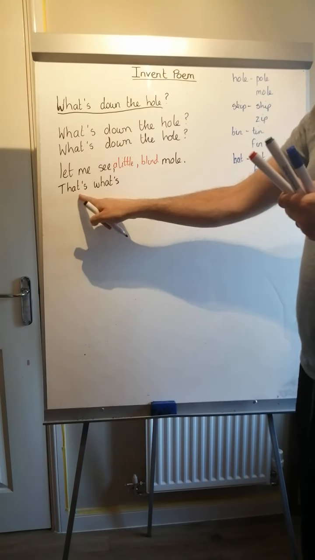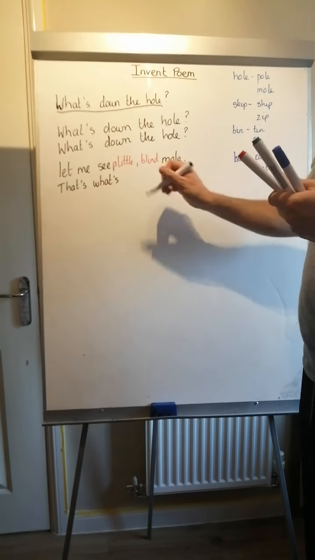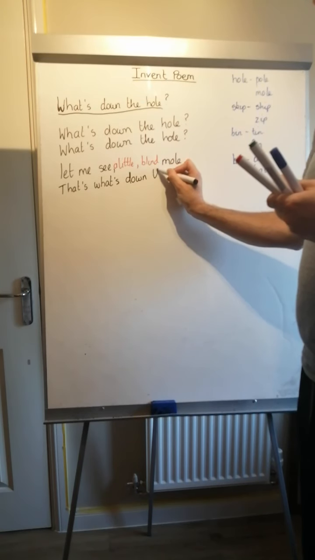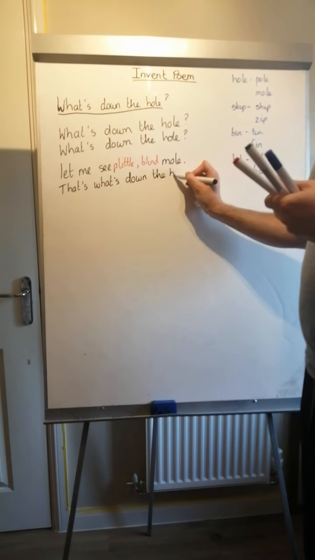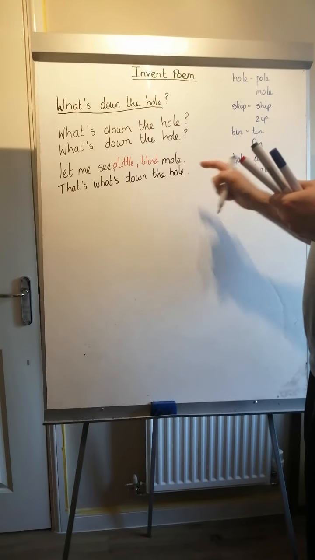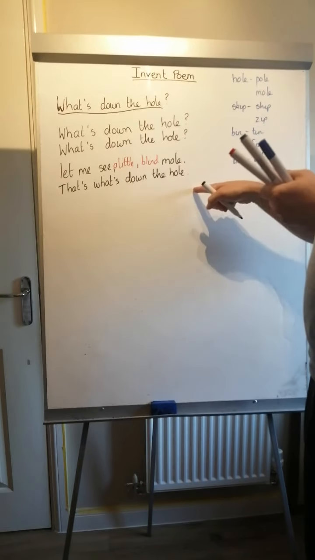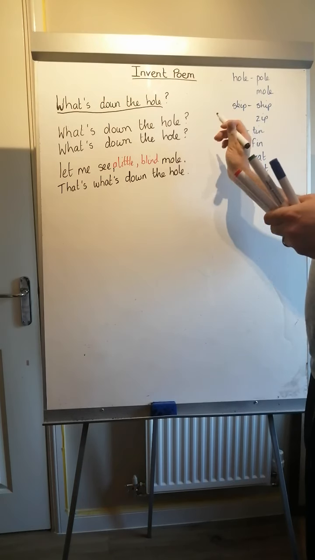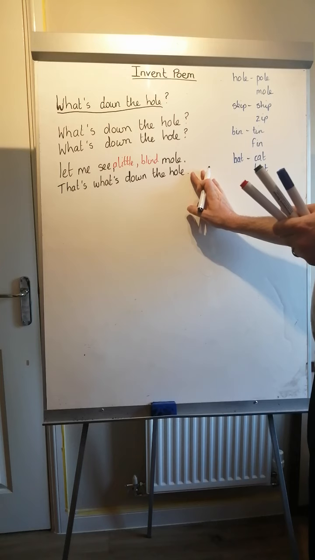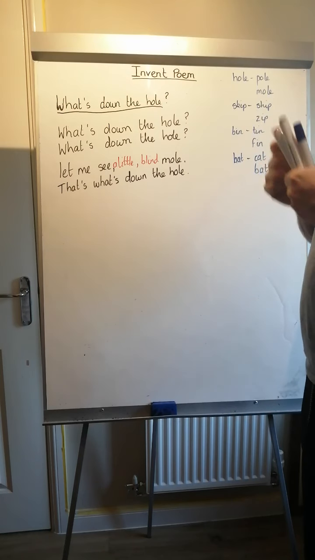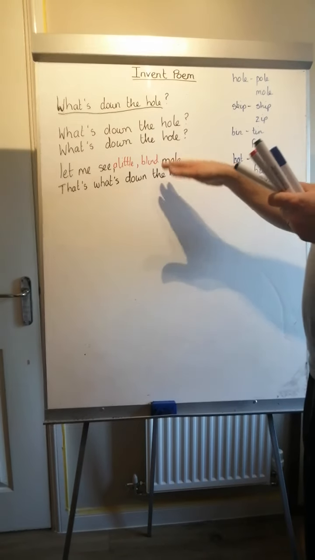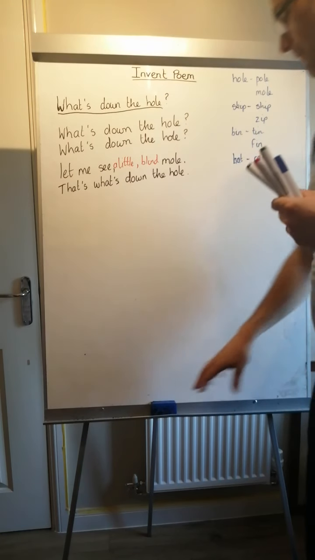So the apostrophes are there because that is what is down the hole. No question mark because that's not a question. We're not saying what's down the hole, we're saying that's what's down the hole. So we don't need a question mark, it's just a full stop. So let's just repeat that first verse, see if it makes sense. What's down the hole? Let me see a little blind mole. That's what's down the hole.